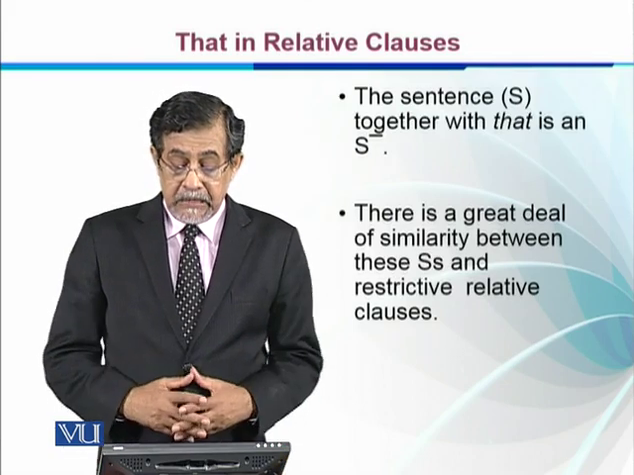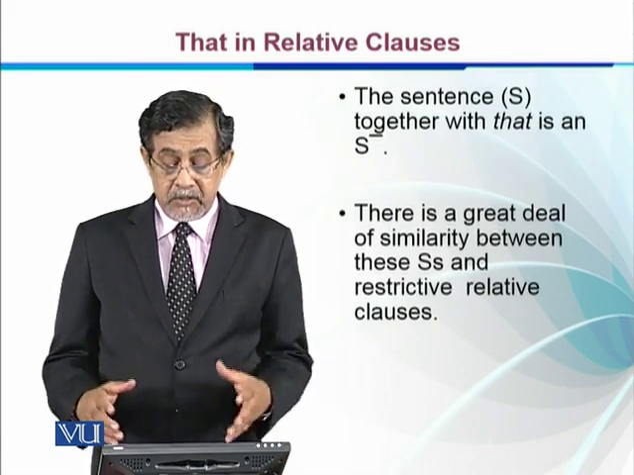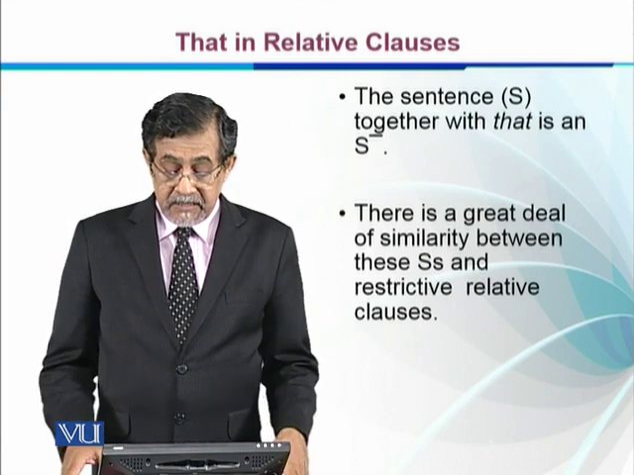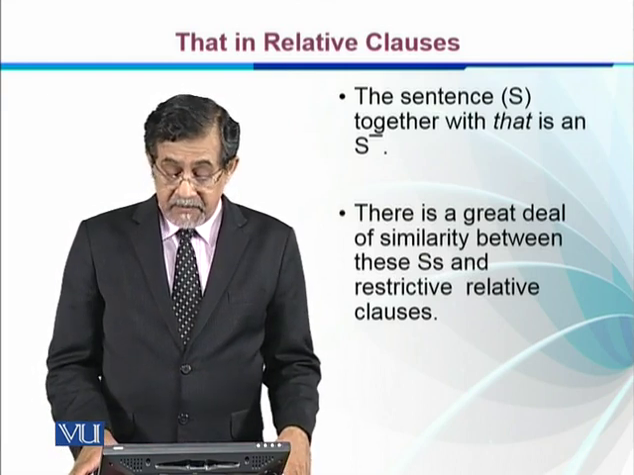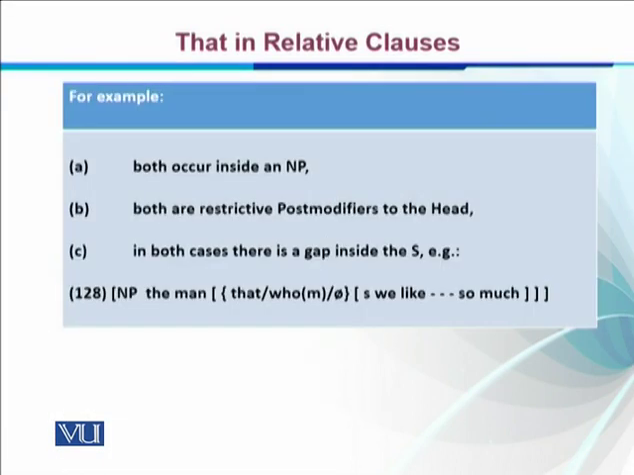There's a great deal of similarity between these sentences and restrictive relative clauses. Both occur inside the noun phrases. Both are restrictive post modifier to the head. In both cases, there is a gap inside the S. So if you look at this, the man noun phrase, that, whom, and zero, we like, and we have a gap after like. So we have moved the component from here to the complementizer position.